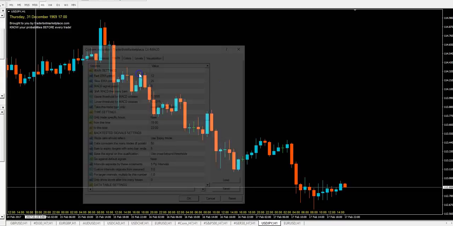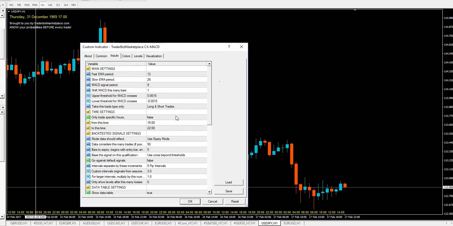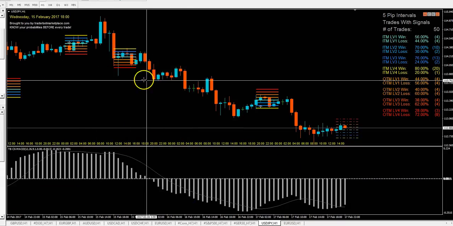If you want to create your own signals that you can get on your phone, you can have it pushed to your phone, or you can have it sent to an email and do it that way. It doesn't matter. This is how you can do that.